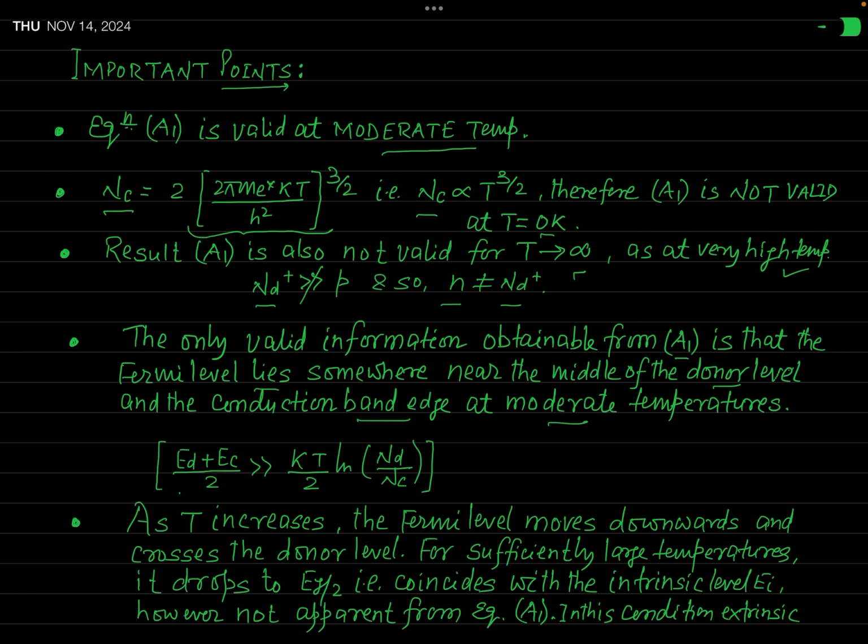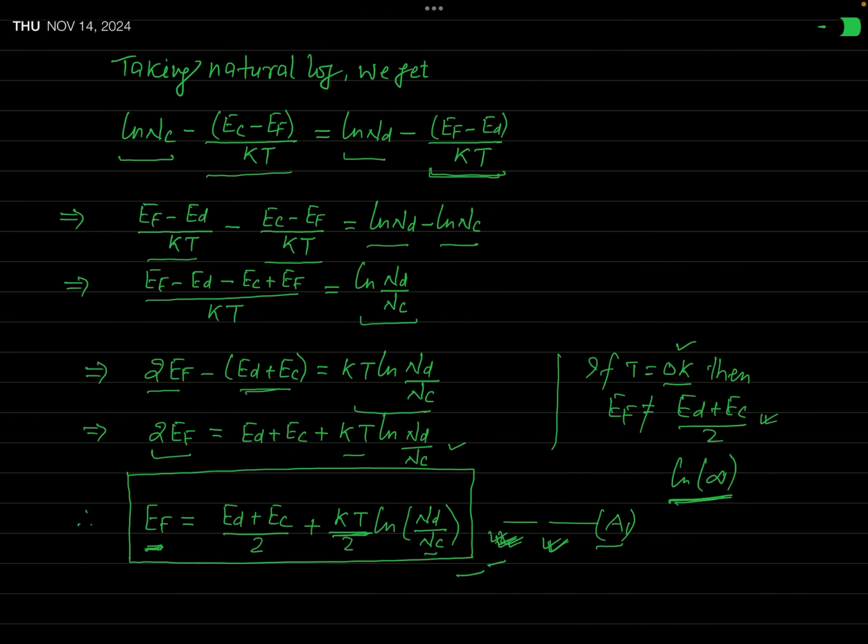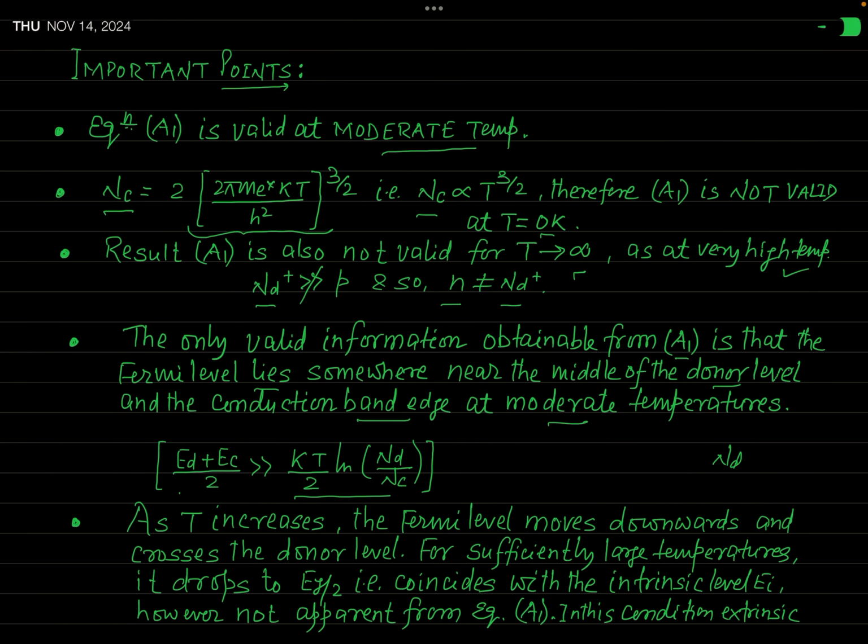Okay. This is particularly true for those values of temperature and the value of donor concentration ND for which the second term in equation A1 on the right hand side is negligible in comparison to the first term. It means this result will be valid when ED plus EC over 2 is much greater than KT over 2 times log ND over NC. Okay.